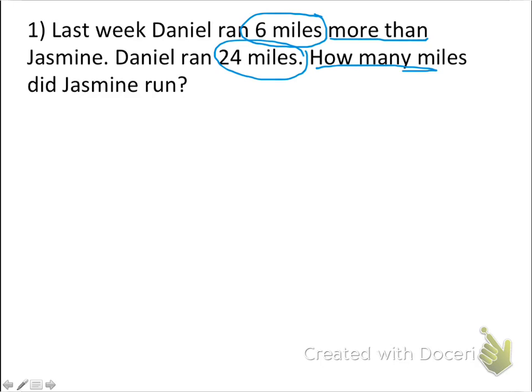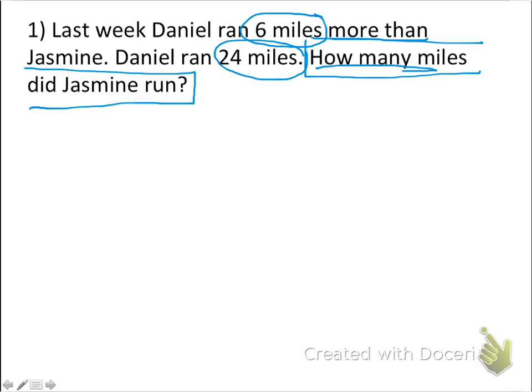CUBE, box the question. This is important too. Our question is this: how many miles did Jasmine run? Then you need to eliminate unimportant information. In this question, there's actually no unimportant information, so we're just going to leave it. So we've done step 1. We've cubed it. Now we need to write our let statement.